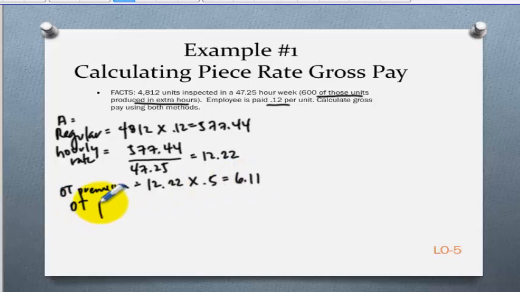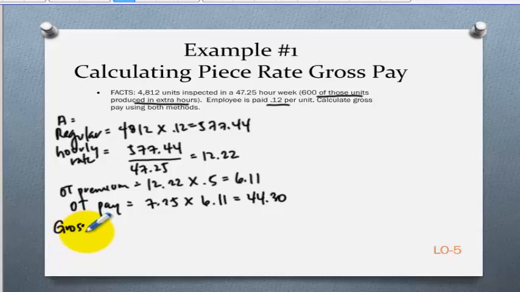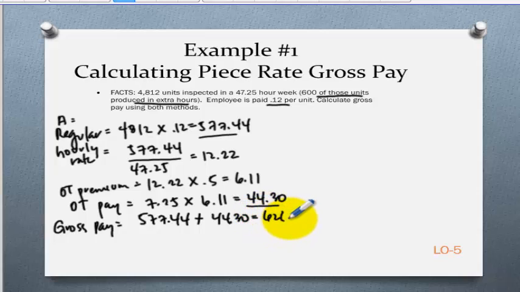So therefore we can calculate their overtime pay. How many overtime hours did they work? 7.25 times that $6.11 overtime premium gives us overtime of $44.30. So therefore their gross pay, we'll take that 577.44 that we calculated up there, plus our $44.30 that we calculated for overtime, and that gives us $621.74. Okay, now let's look at method B here.